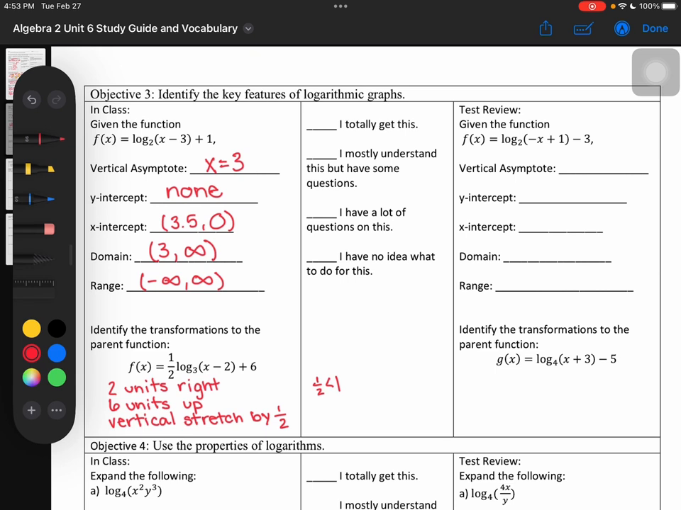So this was looking at key features and transformations of log functions. So go ahead and identify how you think you feel on this topic in the middle, and then pause the video and complete the test review questions on the left-hand side or the right-hand side.